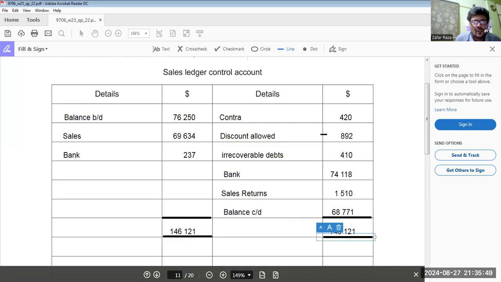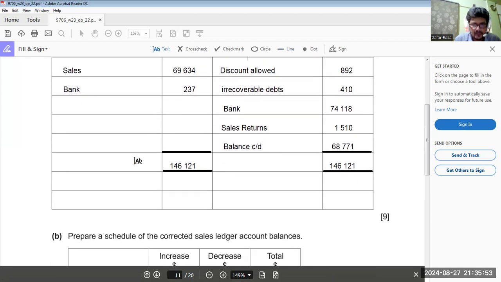And all my beloved students, please be careful whenever you find out a balance c/d, please report balance b/d as well. Don't forget to report balance b/d here, or you will lose 1 mark.